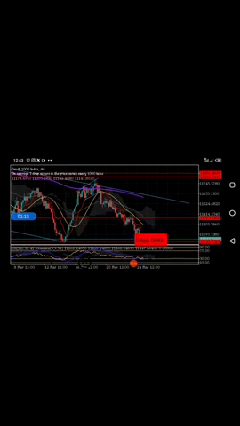So when it tested it here now, you will wait instead of entering, because some people will just enter directly from here as they see that it's support. No, you have to wait for some confirmations. If you want to trade a double bottom or double top strategy, this is how to do it. So you won't enter directly.